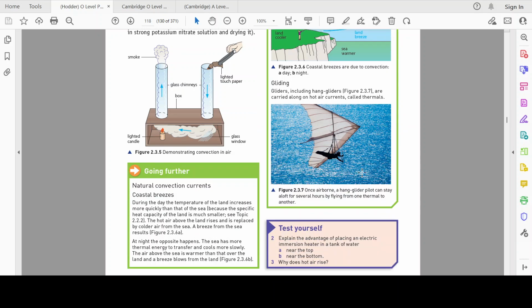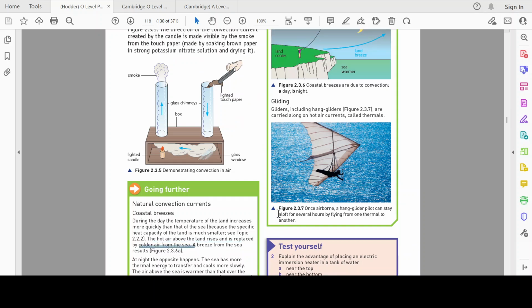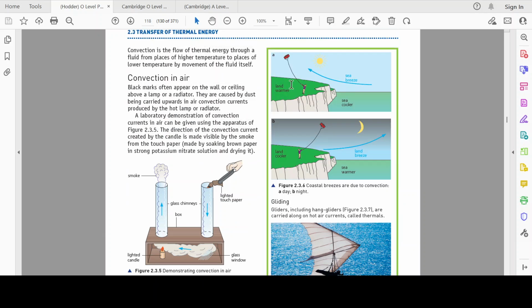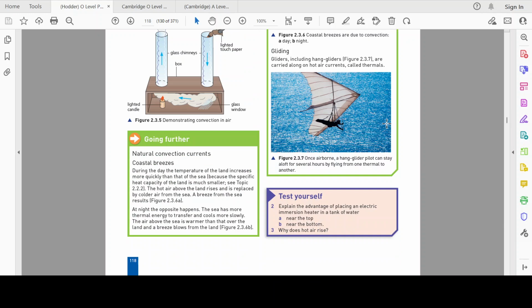So they've given an explanation over here as to why that's happening according to convection. It's a going further topic, but you can read the explanation. The hot air above the land rises and is replaced by the colder air from the sea. So that's the sea breeze during the day. The air over here has risen, the cooler air is replacing it. And similarly at night, it's the opposite. The air above the sea is warmer, it has risen, and so the cooler air is coming in. So just to further explain how convection works, is that clear?